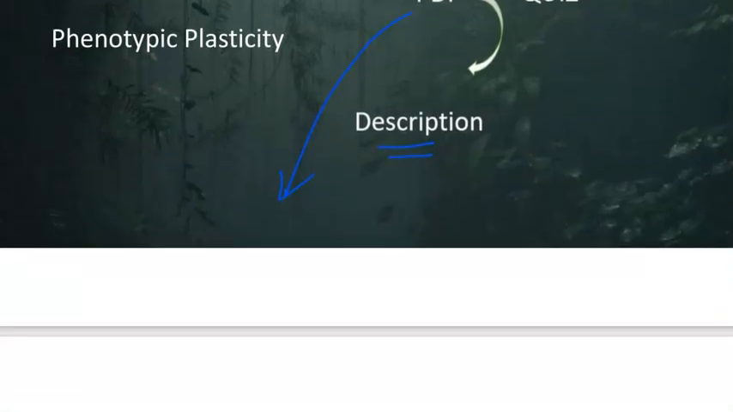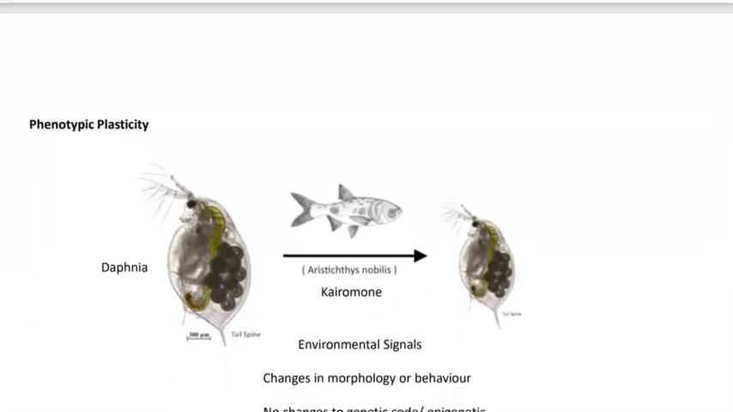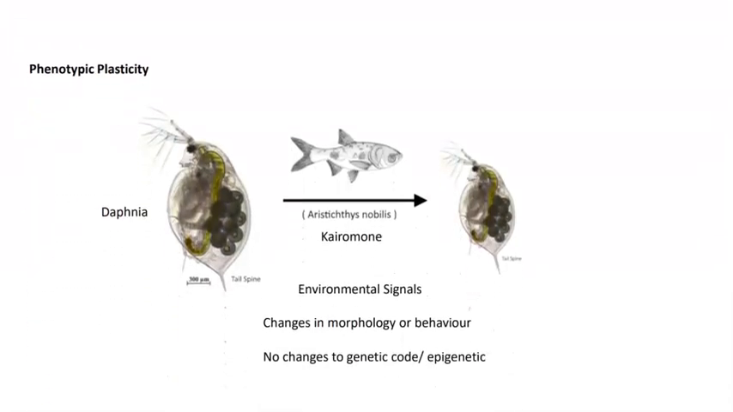Phenotypic plasticity. The phenomenon of phenotypic plasticity is where the phenotype of the organism changes in response to an environmental signal. In this particular example that I'm going to show you, we will be looking at the aquatic species Daphnia and how it responds to a particular environmental signal.